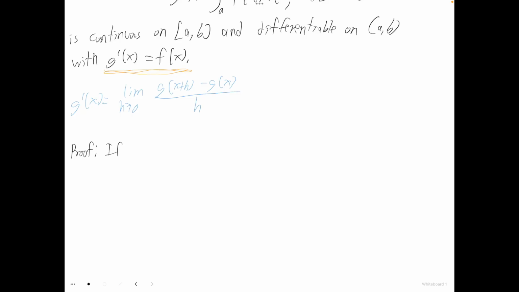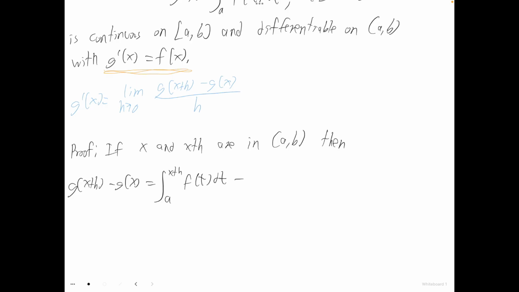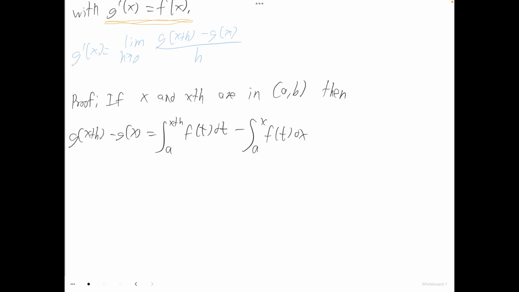Okay, so if x and x plus h are in the open interval a to b, then we have the following fact happening. g of x plus h minus g of x is going to be equal to the integral from a to x plus h of f of t dt minus the integral from a to x of f of t dt. I just plugged them in. This is literally how g is defined.